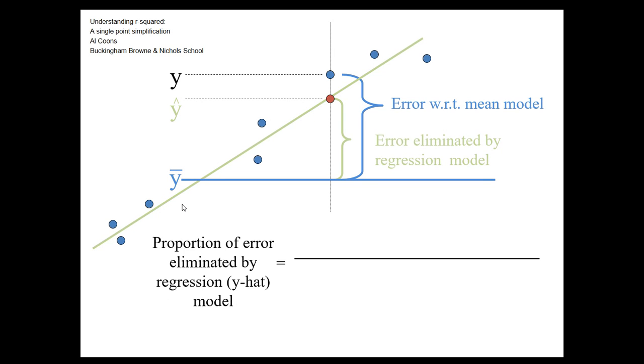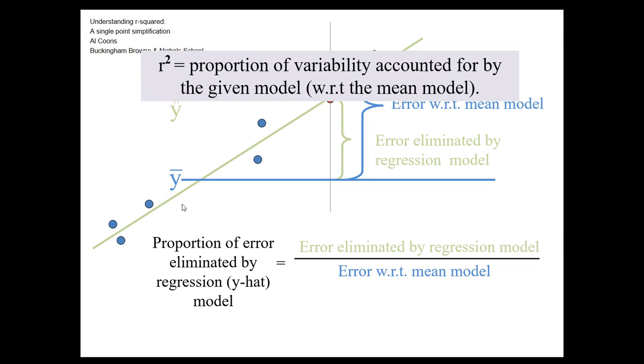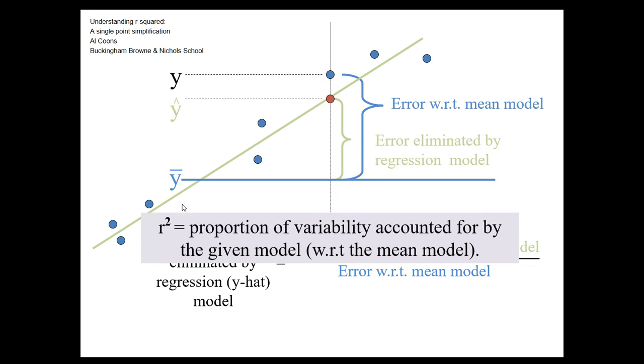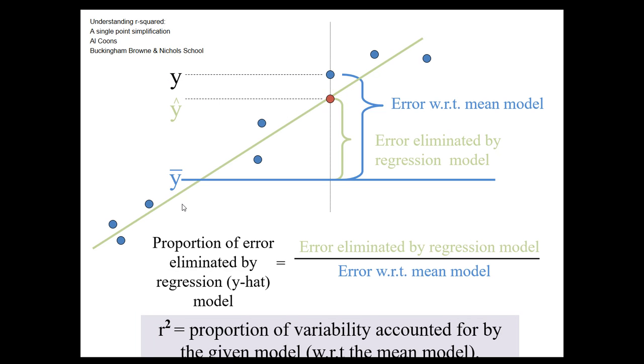And so the proportion of error eliminated is one way to think through it. Looking again at the SST, the error with respect to the mean model, and then how much we got rid of for the regression model, is what R squared is: the proportion or fraction of variability accounted for by that given model.